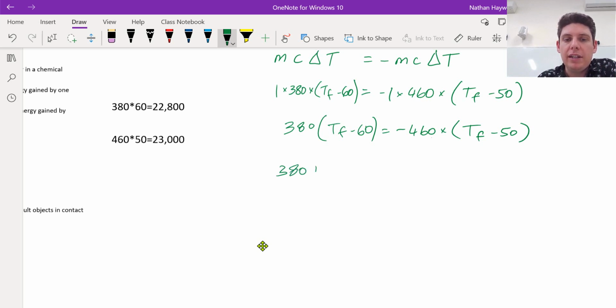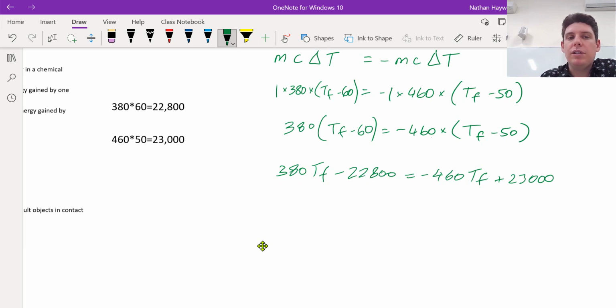This becomes 380 TF minus 22800 equals minus 460 TF. And don't forget this bit. Negative times a negative is positive. Very common error. So don't forget to times the negative times. A negative times a negative is a positive.